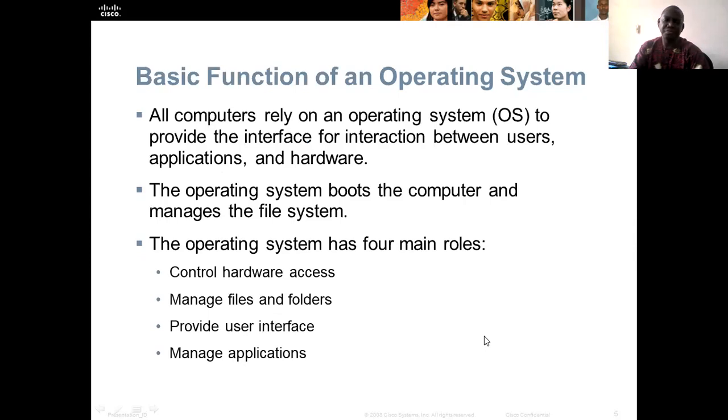Now, basic functions of an operating system. All computers rely on an operating system to provide the interface for interaction between users, applications, and hardware. We'll talk about that, user interface. Now, the next function is that the operating system allows the computer to boot. It also manages the file system. We'll talk about file management. Okay. Operating system has four main roles. Number one, control hardware access, manage files and folders, provide user interface, and then manage applications. In the previous lecture, we talked about security. We talked about user management also.